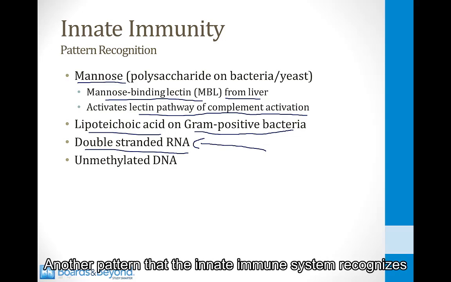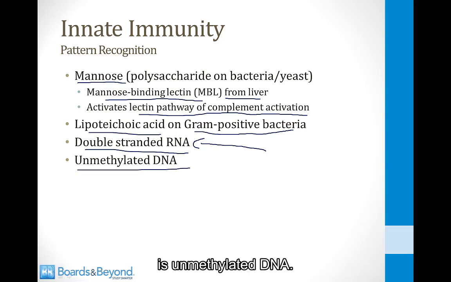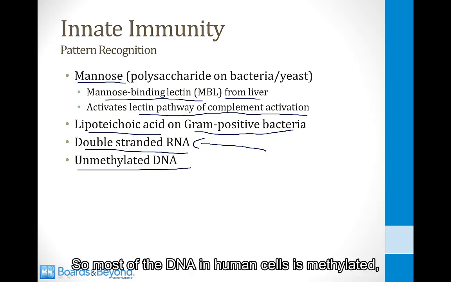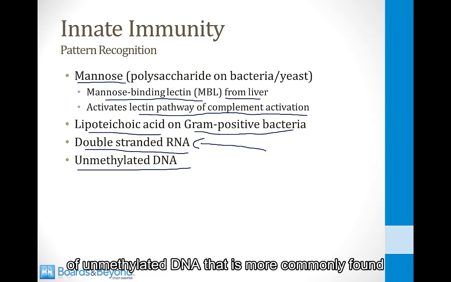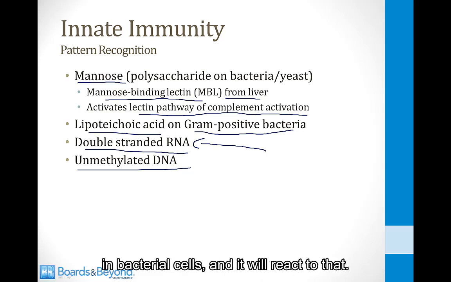Another pattern that the innate immune system recognizes is unmethylated DNA. Most of the DNA in human cells is methylated. When the innate immune system sees lots of unmethylated DNA, which is more commonly found in bacterial cells, it will react to that.